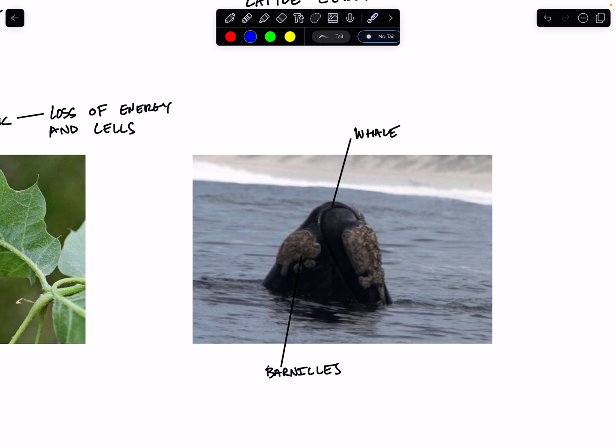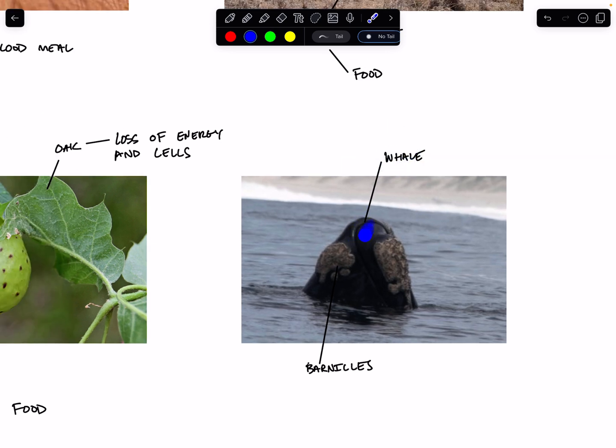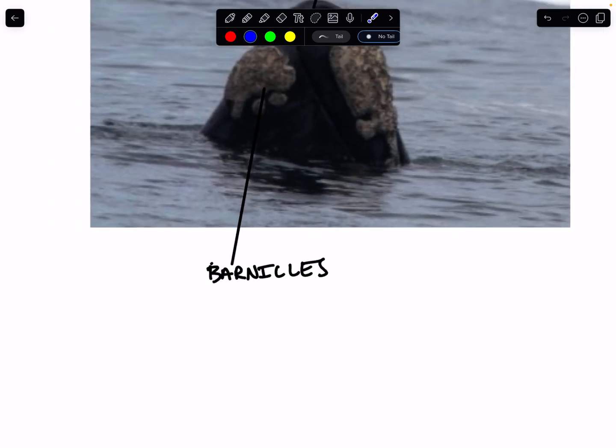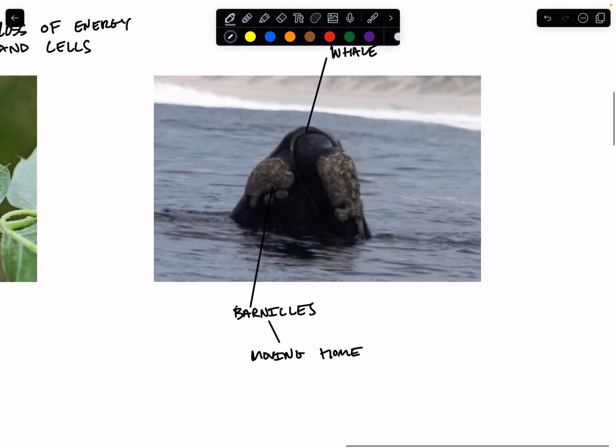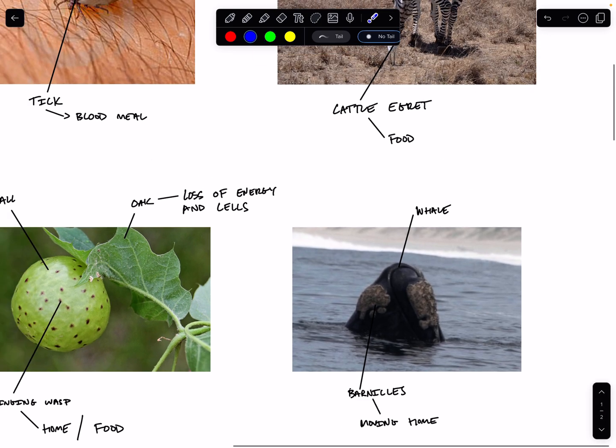So in this example, the whale is just living its life, swimming around the ocean, eating its krill and doing its thing, and the barnacles are just along for the ride, and they're filter feeding wherever the whale goes. So it's good for the barnacles because they have a home, a moving home that is swimming them around the ocean, and the whale is pretty unaffected by the presence of the barnacles.